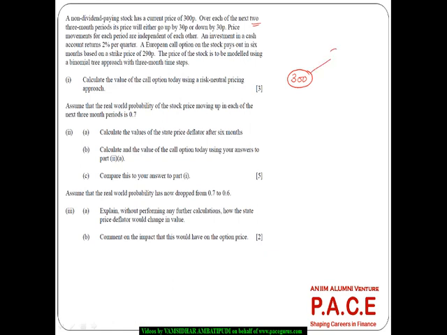So after 3 months, it can go either to 330 or to 270, and after another 3 months, it can either go to 360 here, or it can go back to 300 again. From here it can go back to 300, or it can fall to 240.